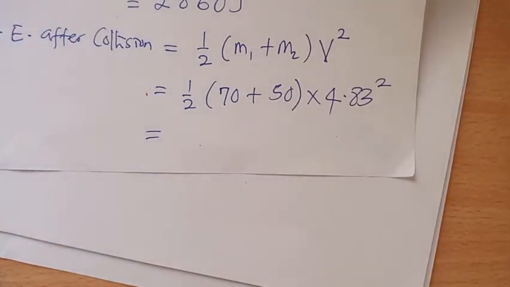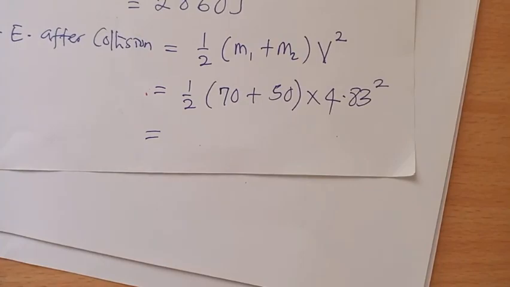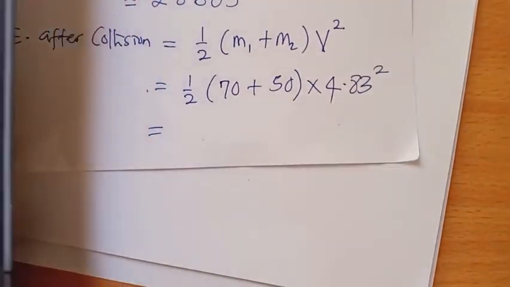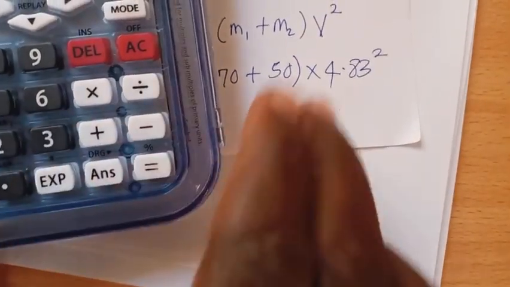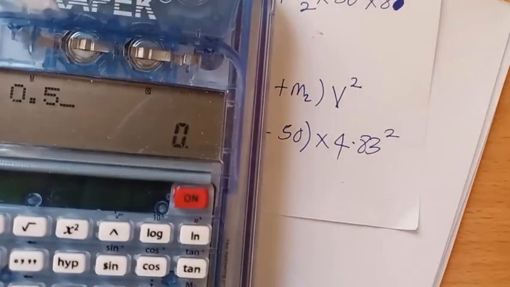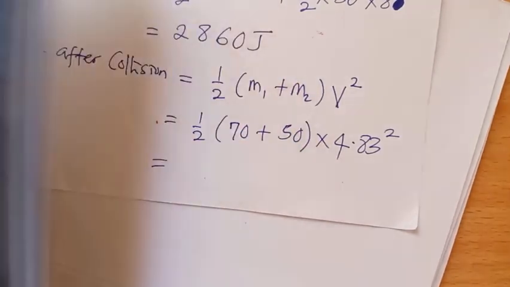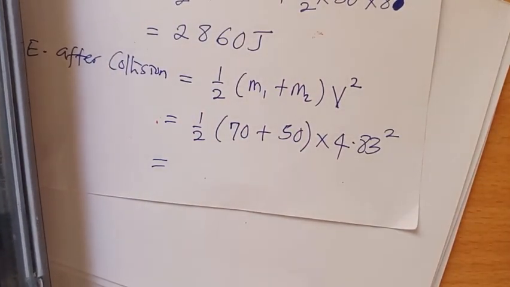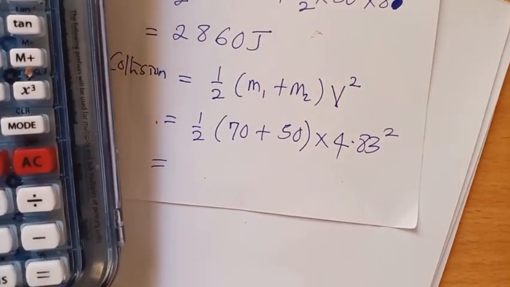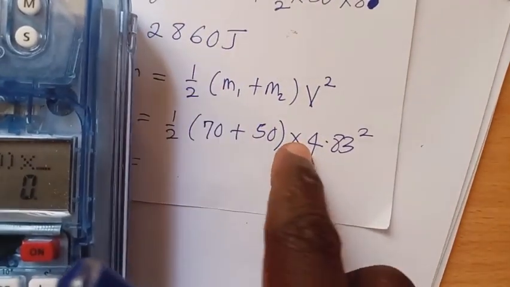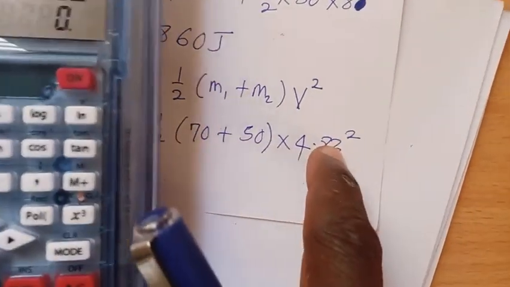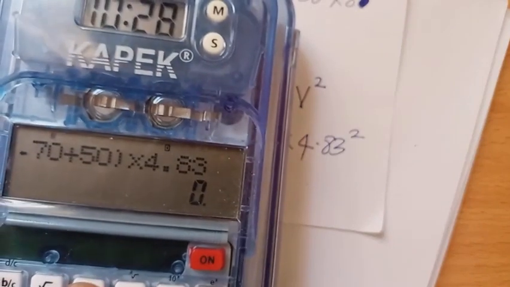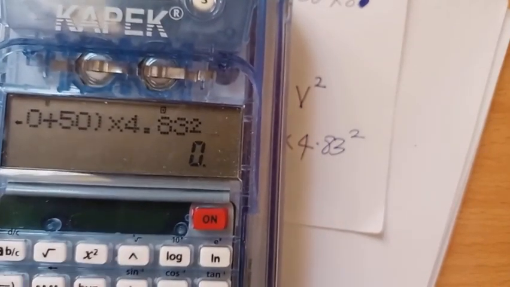You wrote the formula, you made the correct substitution. Now what is your result? You said half is 0.5, so 0.5. Now you can open bracket after that. Can you see open bracket? Then you say 70 plus 50 in the bracket, and you now close the bracket. So you press multiplied by 4.83, and then you have a square on top of it. This is the square, so we have square here.